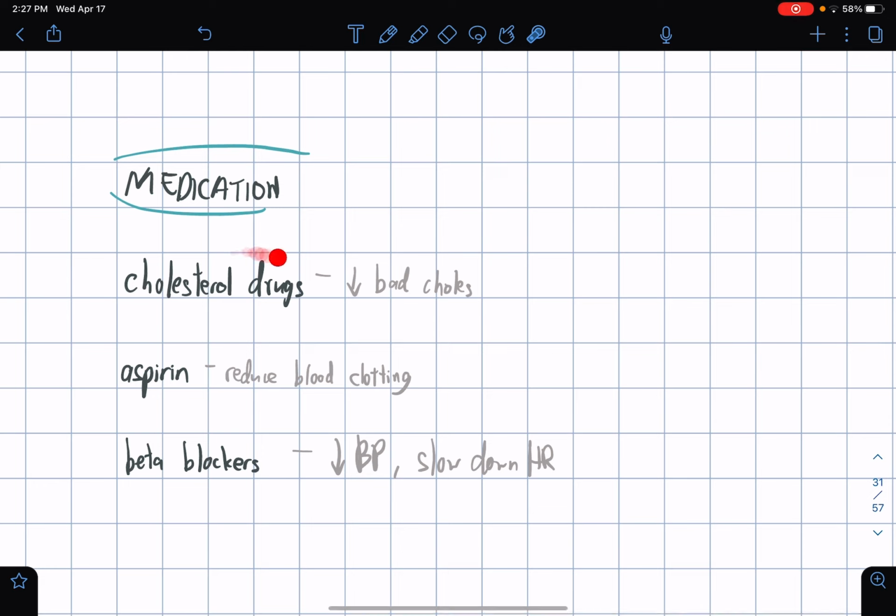Medications. So we have cholesterol drugs. This is intended to reduce the bad cholesterol in the body. Although, from the word bad, there's also good cholesterol, and that's what you need. Good cholesterol such as avocado, or I'm not sure. I think avocado is a good cholesterol, or at least a lipid. We have aspirin. Aspirin is intended to reduce blood clotting, and beta blockers are intended to reduce blood pressure and slow down the heart rate.